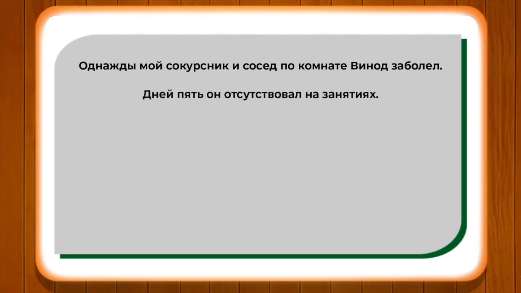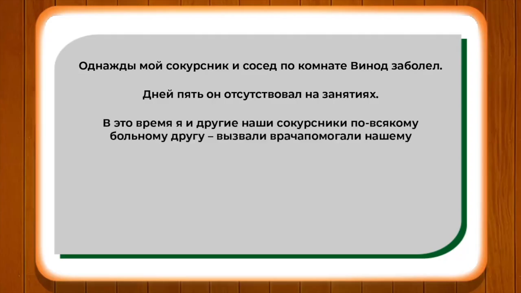Дней 5 он отсутствовал. So 5 days он отсутствовал, which means for 5 days he was absent на занятиях, in the classes. В это время я и другие наши сокурсники по-всякому помогали нашему другу Виноду. So here you can see that сокурсники is in plural form because другие наши сокурсники по-всякому помогали нашему другу Виноду. So here all these expressions which we are using are in the dative.